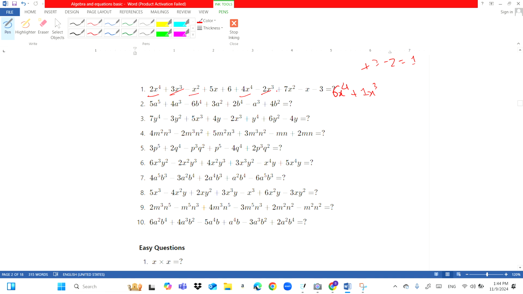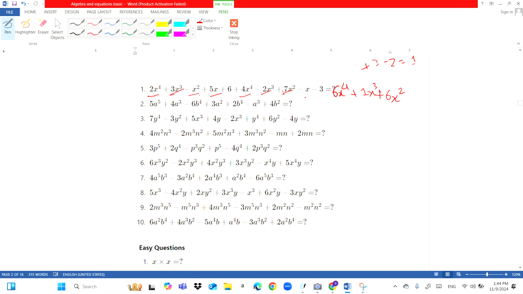Now I have to look for an x square. Do I have x square here? Yes, I have x square here. We have minus 1 plus 7. Minus 1 plus 7 is plus 6. Again, the laws of integers. So we have 6x square, and then we have a 5x, that is x power 1. Do I have an x power 1 here? Yes, I have an x power 1 here, but it is minus x.